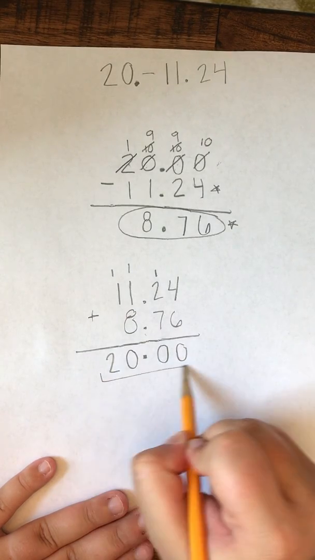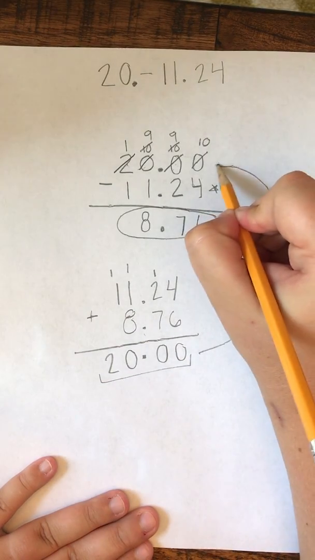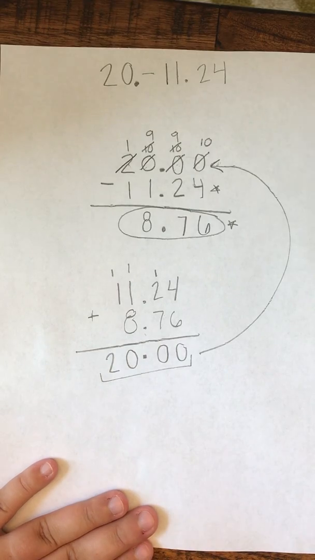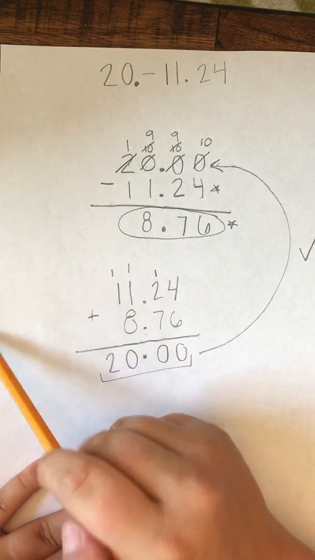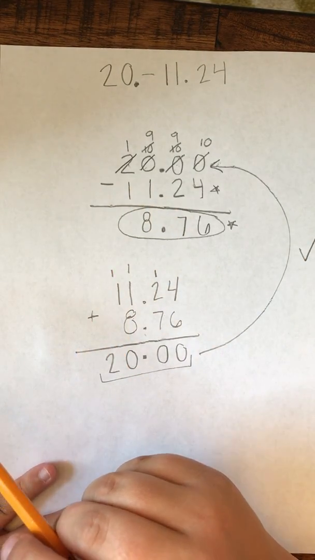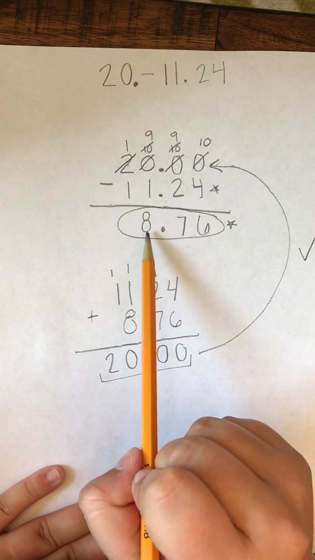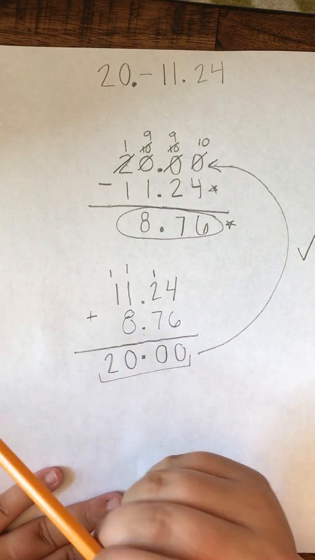Okay, so I got 20, which should match my original number up here. And it looks like it does, so that means that when we subtract 20 and 11 and 24 hundredths, our answer would be 8 and 76 hundredths, and that works out perfectly.